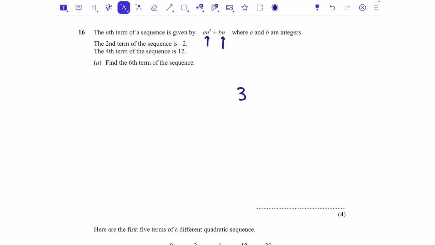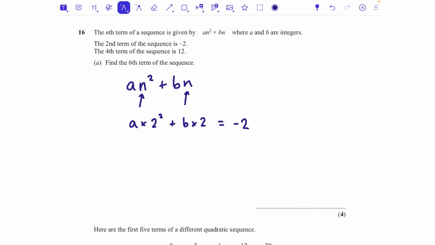So for example, if I had 3n add 5 and I wanted the 10th term, I would change n to be 10. So I would do 3 times 10, which is 30, add 5, and then I'd know that it's 35. So they've given us a lot of information here about our nth term and about our sequence. So the second term is -2. So I know that if it's an squared add bn, when we want the second term in the sequence, we make n 2. So if I do a times 2 squared add b times 2, I know that the answer is going to be -2.